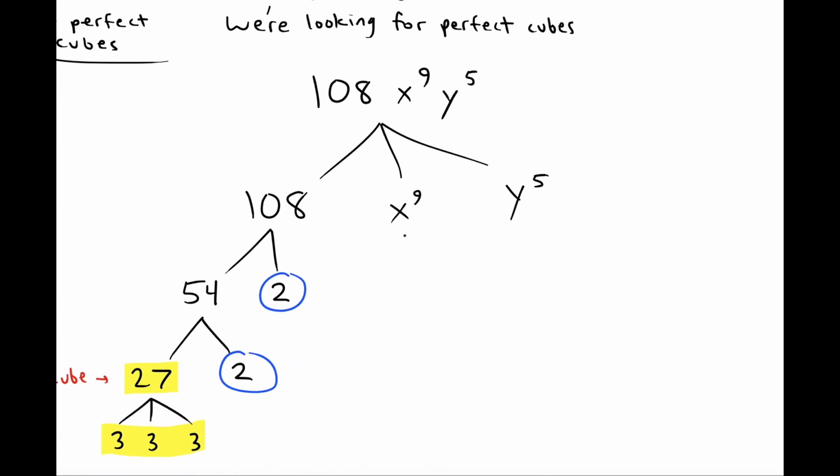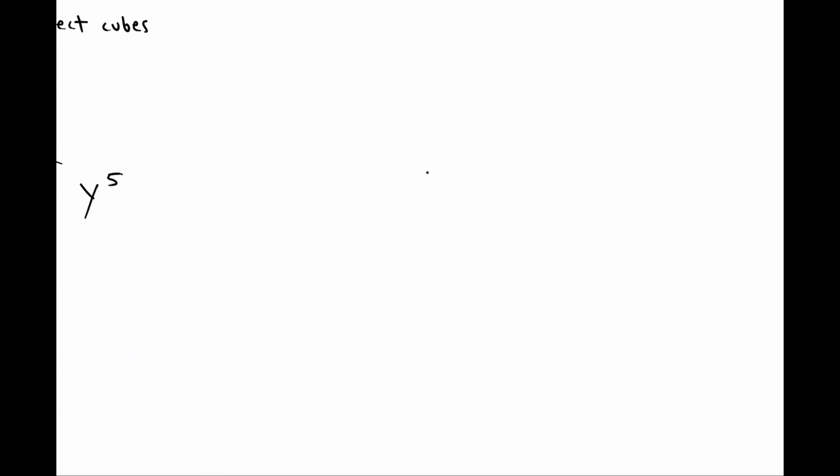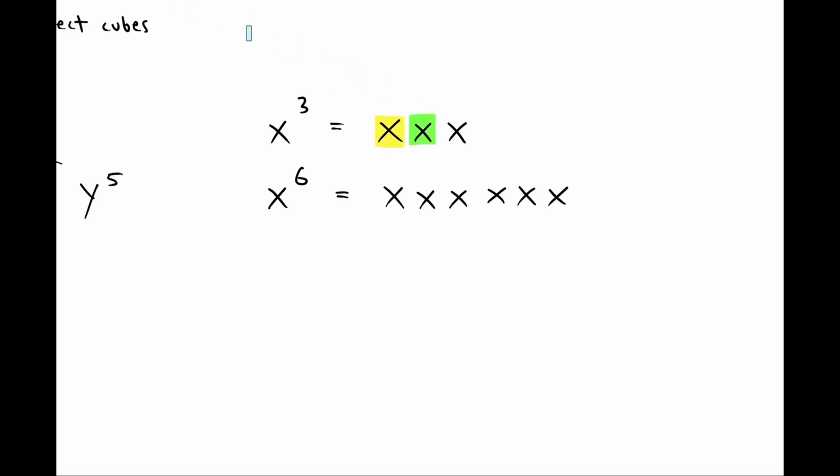We would now try to do this same process with the variables. X to the 9th is itself a perfect cube. How do I know it's a perfect cube? Because here's some perfect cubes of variables. X times x times x is a perfect cube. This would be x to the 3rd. Also, x times x times x times x times x times x is going to be a perfect cube. So in the first case, it was x being multiplied by itself. That's what made it a perfect cube.